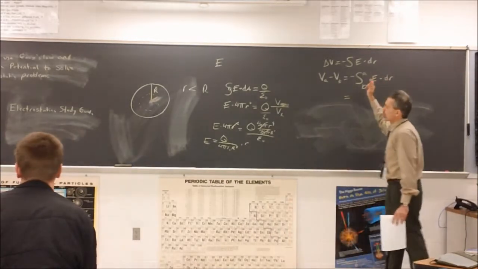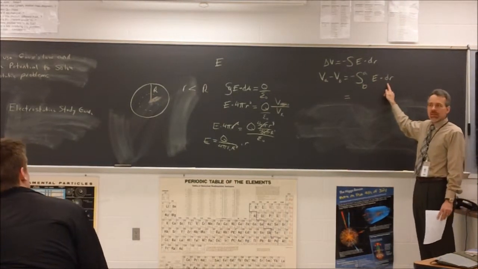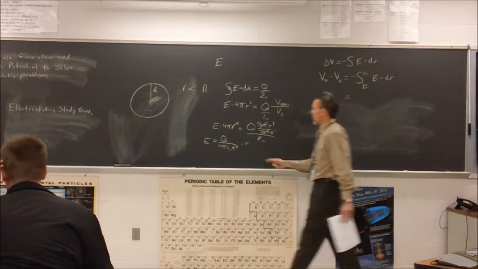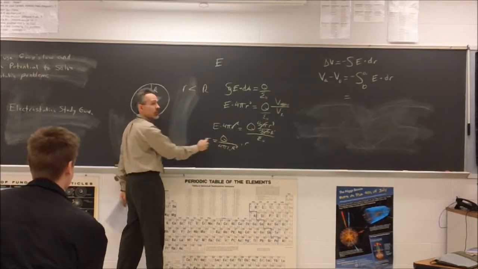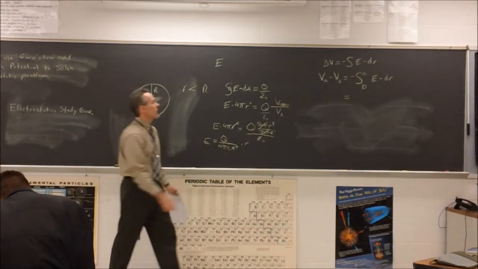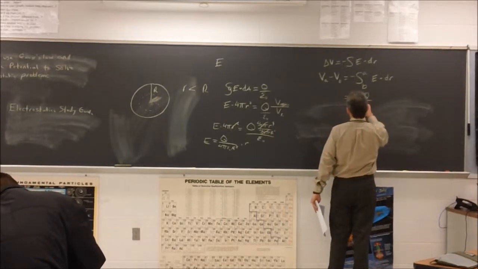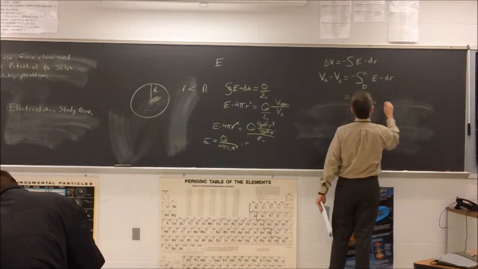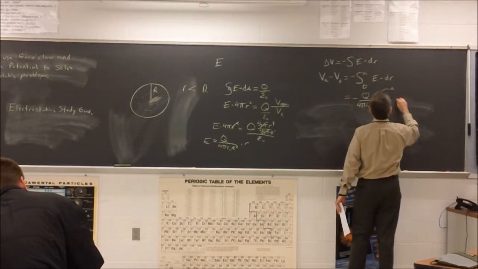So, what is that dummy variable saying to look at? Little r. So, all this stuff here, what is that? Constant. That's a constant, so I'm going to factor it out. So it becomes negative Q over 4 pi epsilon naught big R cubed integral from B to A of r dr.